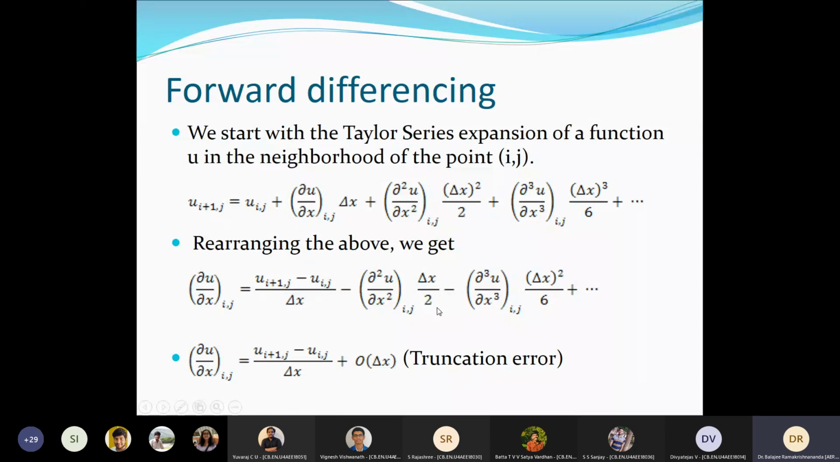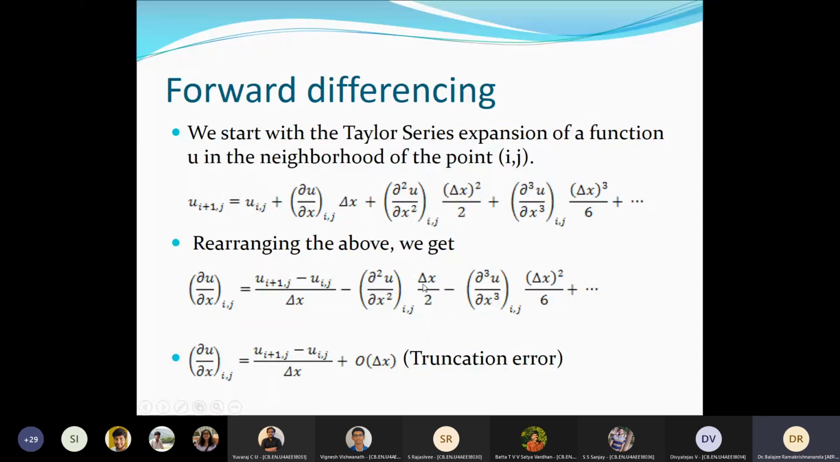Okay. So I can say that this ∂u/∂x can be approximately written as u at i+1, j minus u at i, j by delta x plus, actually you are neglecting all the terms. Let's say you are neglecting all the terms except this term. So what is the largest term you neglect? It is of the order of delta x. It is some constant into delta x.